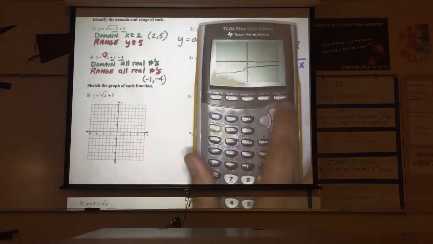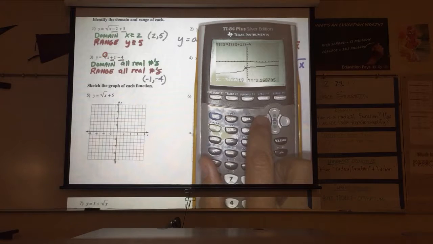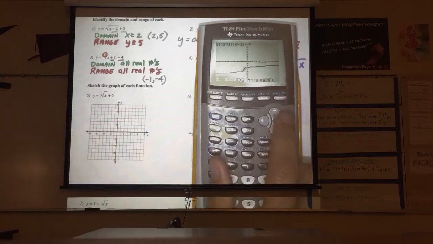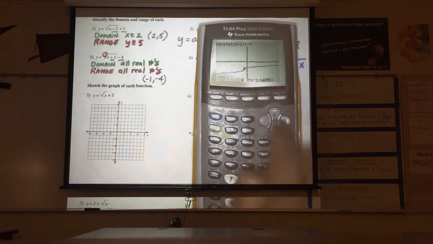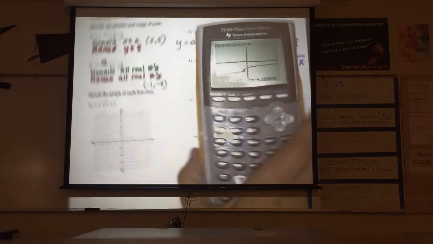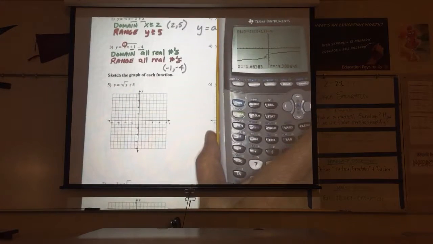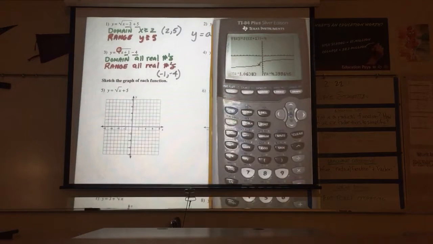If I were to hit the trace button, you can see that my cursor, while not being able to be perfect on this, because it jumps on me here, but you can see that the inflection point is going to be close to -4 for y and -1 for x, which is our inflection point. So that's how we graph those functions.